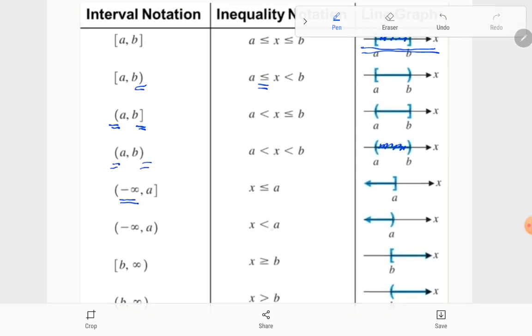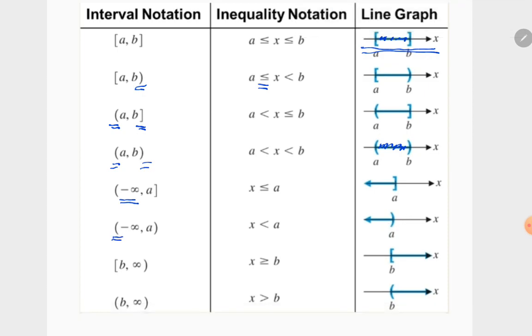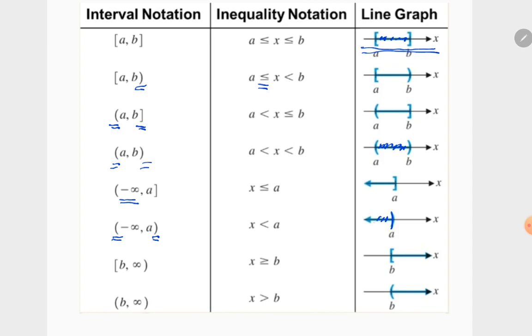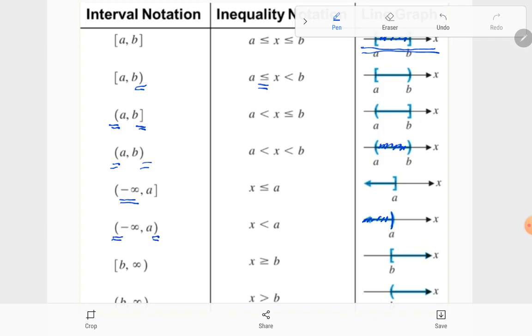So x is less than a, the same thing. We use the parentheses for the negative infinity, and we use the parentheses for a because a is not included. So here we locate a and x is on the left side of a. X is greater than or equal to b, so that means b is included, but x could be as large as possible, so there's no upper bound, so we write infinity, and this is a parenthesis.